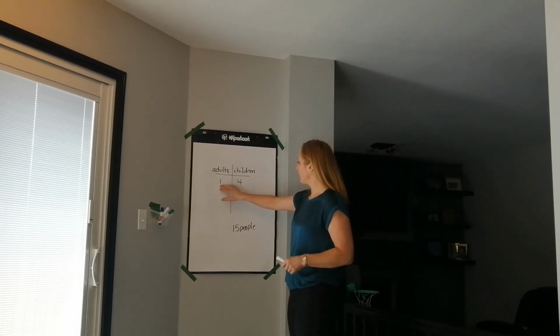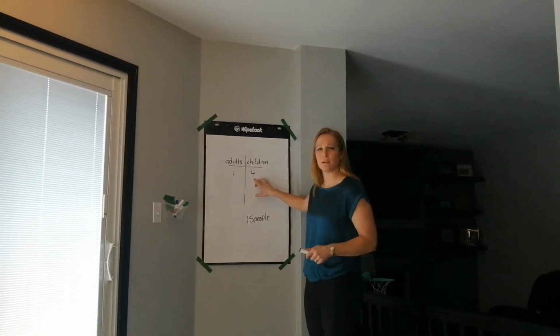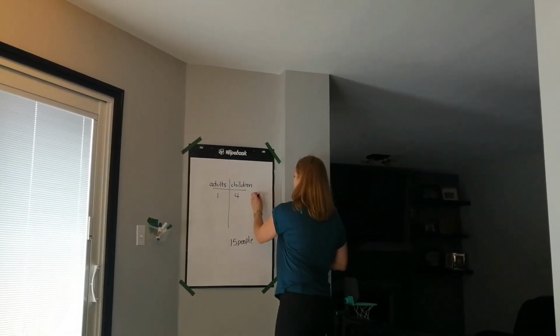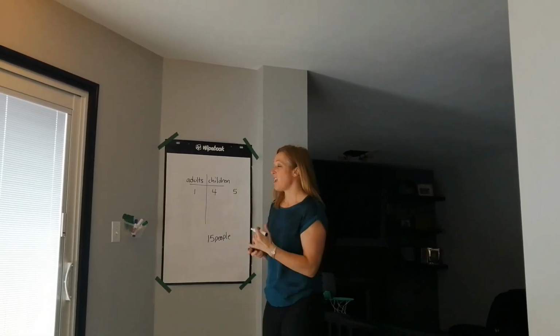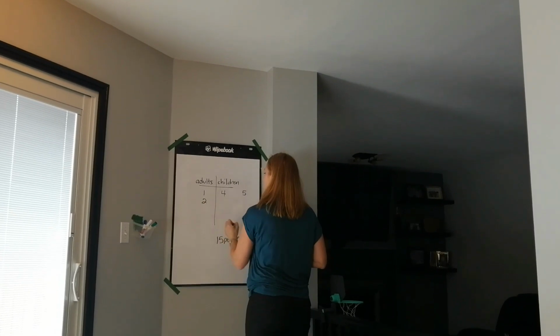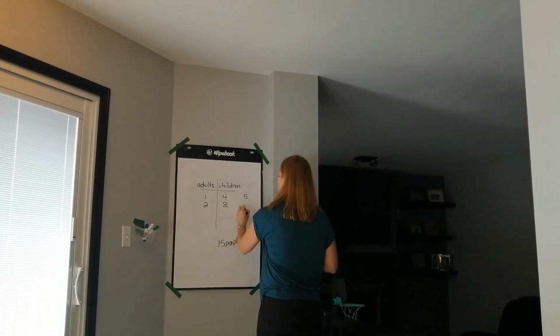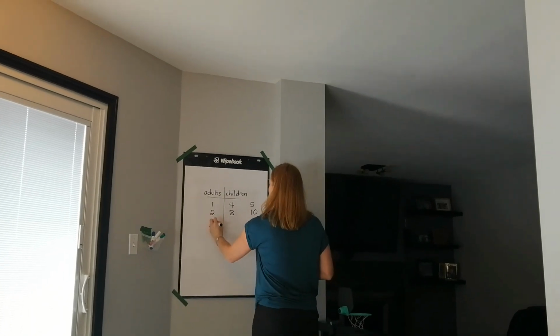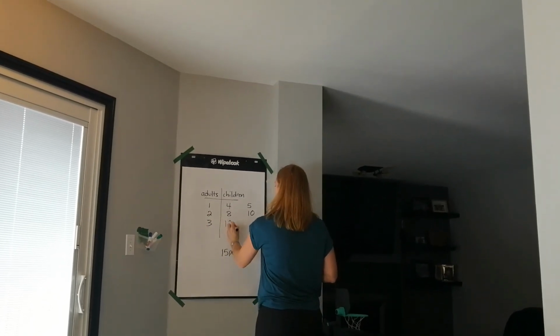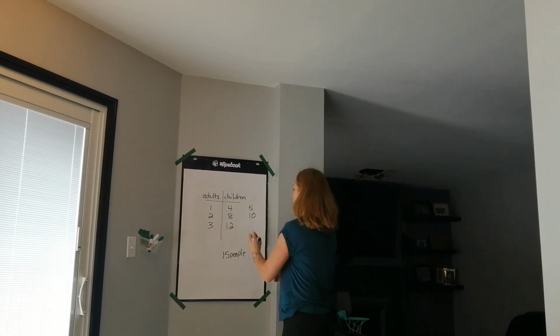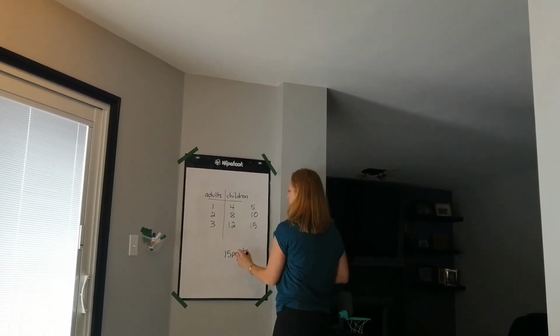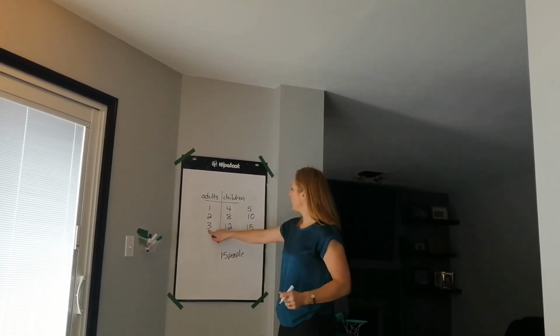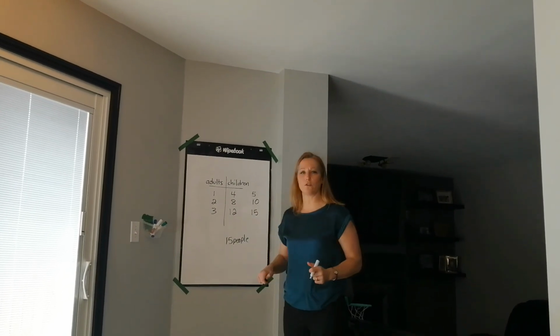So we have one adult and 4 children. That is 5 people. If I had 2 adults, I would have 8 children, which would be 10 people. If I had 3 adults, I would have 12 children, which is 15 people. That's what I'm looking for. So I've got 3 adults and 12 children.